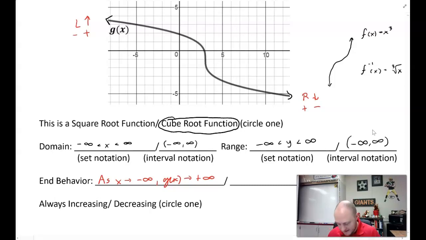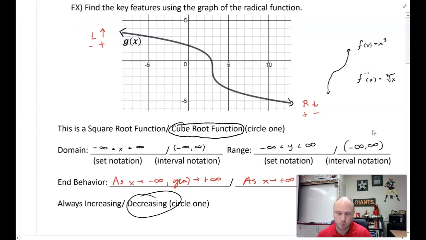All right, and then on the right side, as x goes to positive infinity, our function g of x is going down towards negative infinity. Okay, and then since our right side's going down, that's another way to tell this function's decreasing. Decreasing function. As we go left to right, decreasing. Okay, so those are my two examples for cube root functions. I have an example for you here.